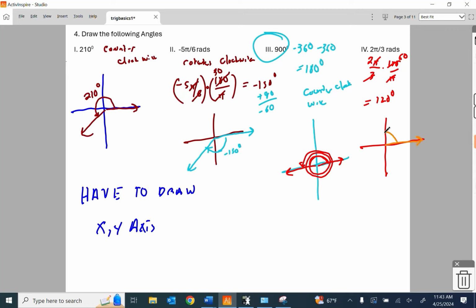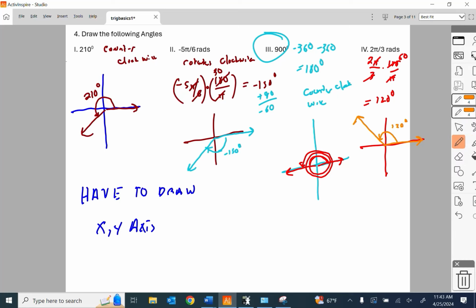I rotate 90 and then another 30. And there's my angle, 120 degrees of positive rotation. Notice the arrows I'm using? The arrows signify direction. It's part of the deal.